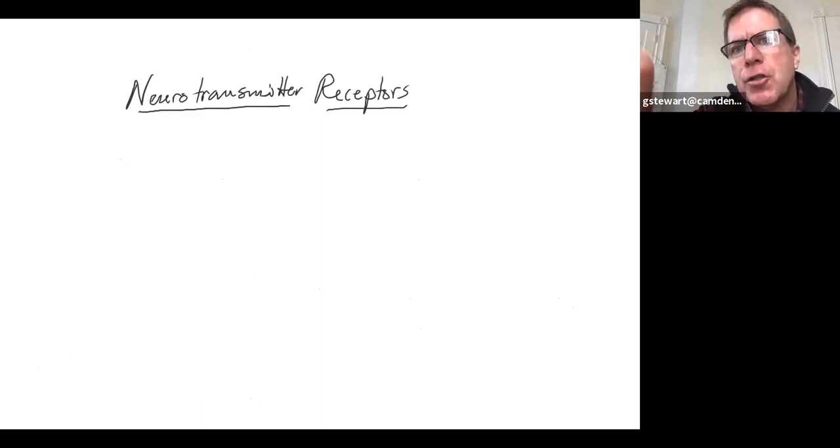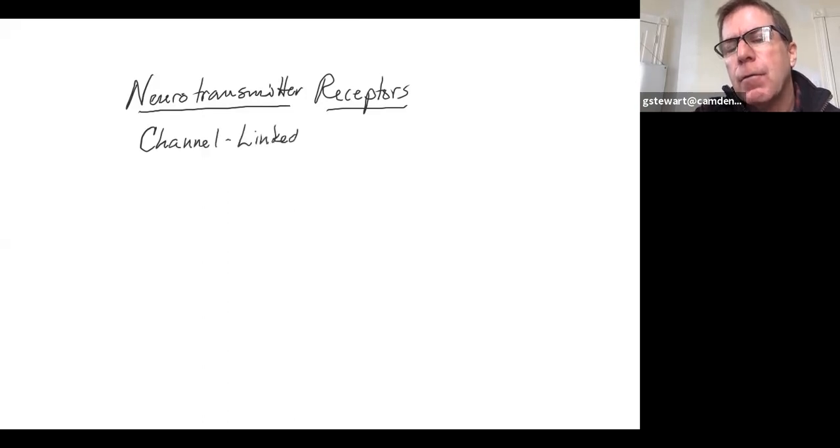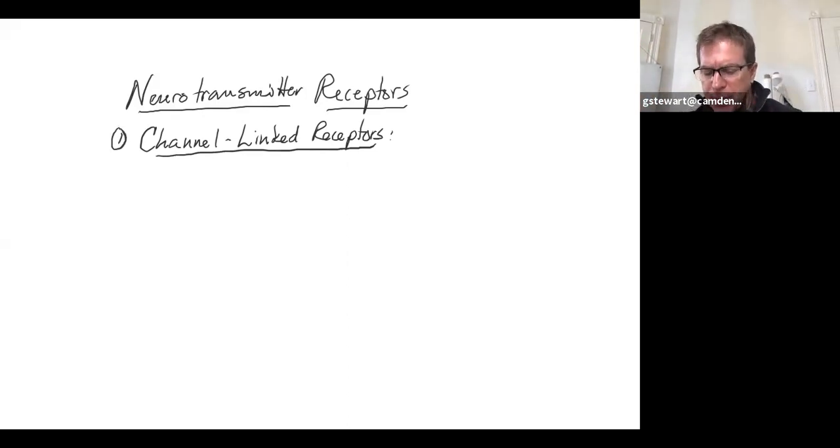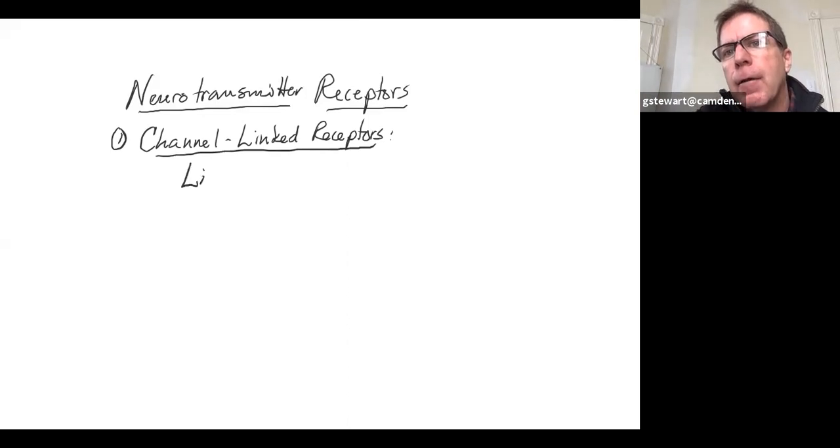There are channel-linked receptors. I'll put a number 1. I'll list these as numbers. These are types of neurotransmitter receptors. These tend to be ligand-gated ion channels. That means chemically gated. So a ligand is another name for a signaling chemical.